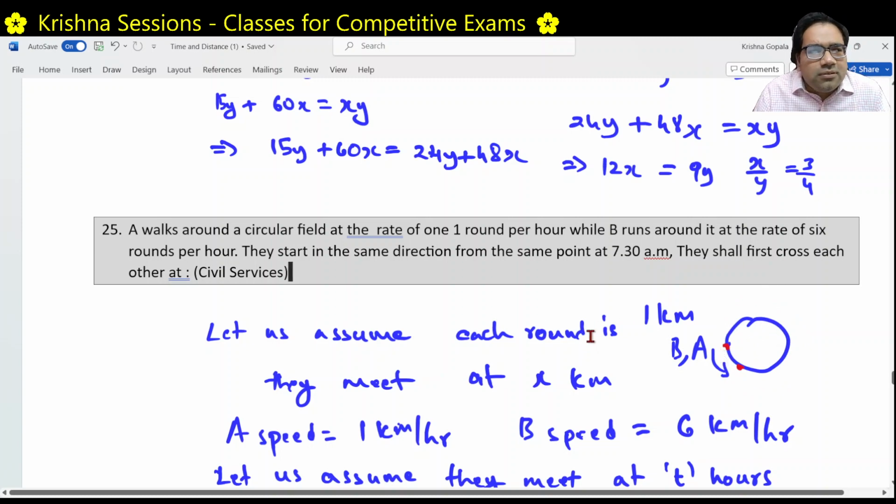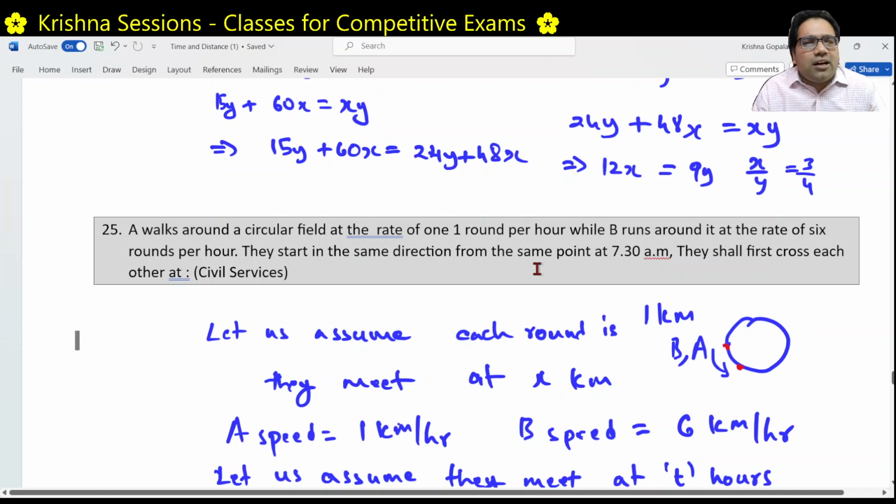Now, A is running at one round per hour. That means A will take 1 hour for this entire distance. Now B is doing 6 rounds per hour. So in the 1 hour that A takes, B would have done 1, 2, 3, 4, 5, 6 rounds, 6 times.